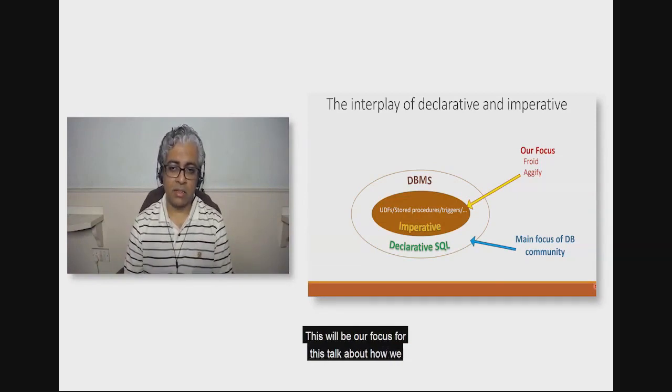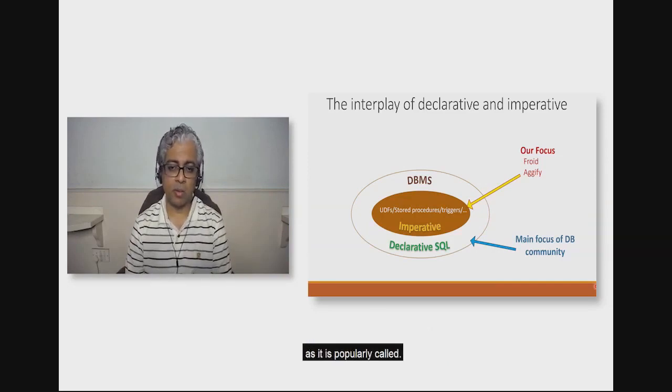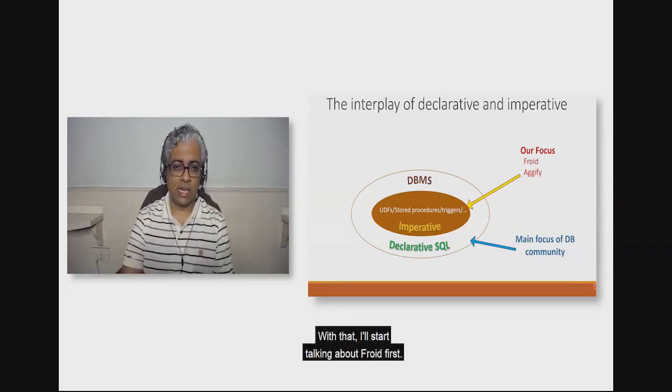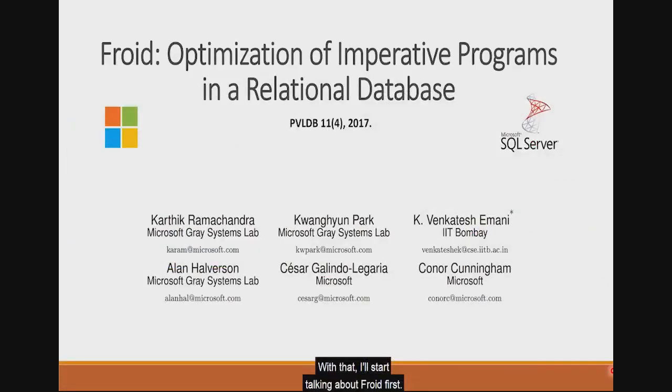And this will be our focus for this talk: how we bridge this imperative and declarative impedance mismatch, as it is popularly called. To this end, I'm going to talk about two techniques that we have built, called Froid and Aggify, which bridge this gap. So with that, I'll start talking about Froid first. This was a work that appeared in the VLDB conference in 2017.